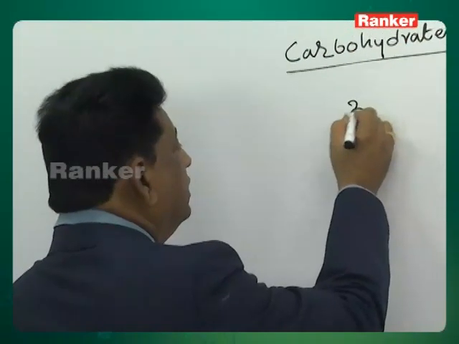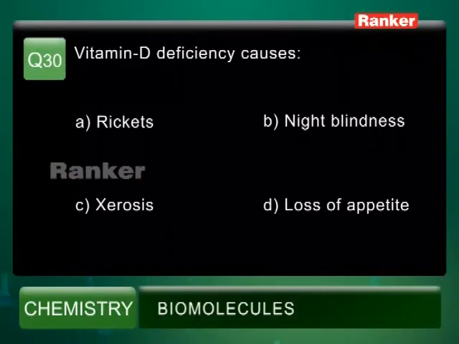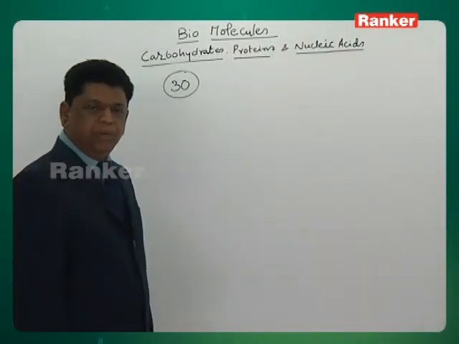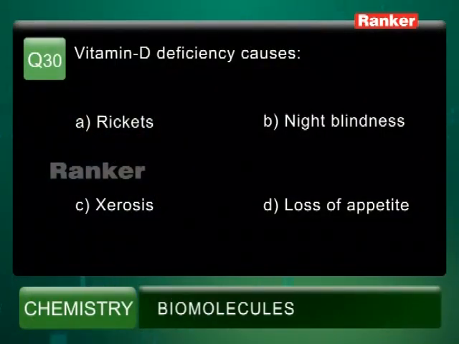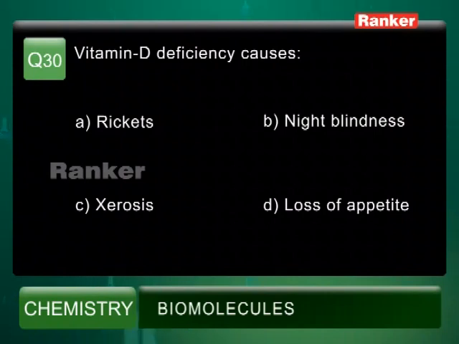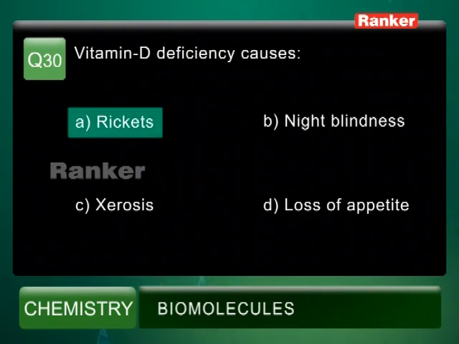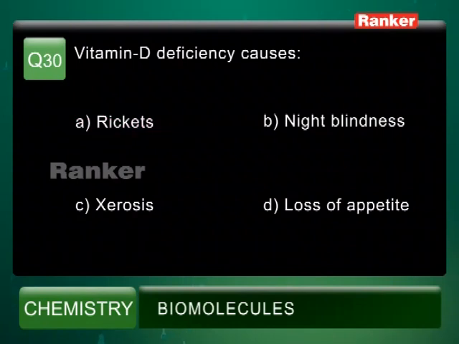Let's go to question number 30. Vitamin D deficiency causes. Vitamin D helps in calcium deposition. So therefore, here the option A, rickets, that is where bones bend, chest bones and all that. So in the rickets disease, due to vitamin D deficiency, the main defect observed is in calcium deposition to the bones. So therefore, answer A. Night blindness is because of vitamin A. Xerosis and loss of appetite, all these are symptoms of other deficiencies, not vitamin D. So the answer A will be the right answer. Rickets is the disease which is due to the deficiency of vitamin D.